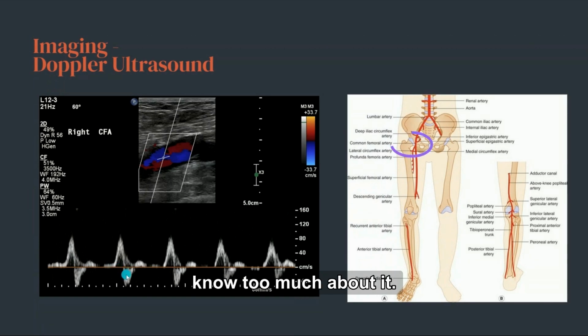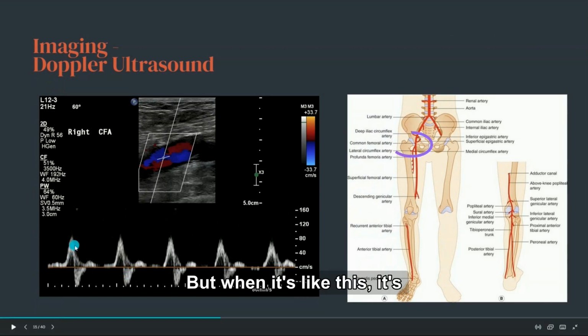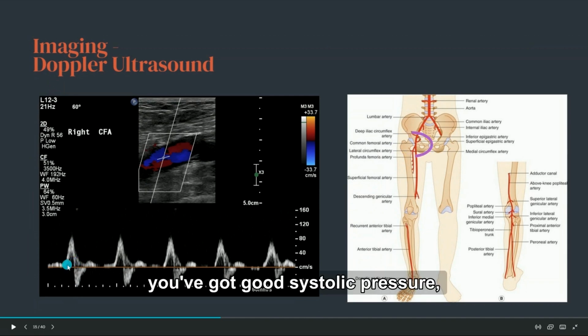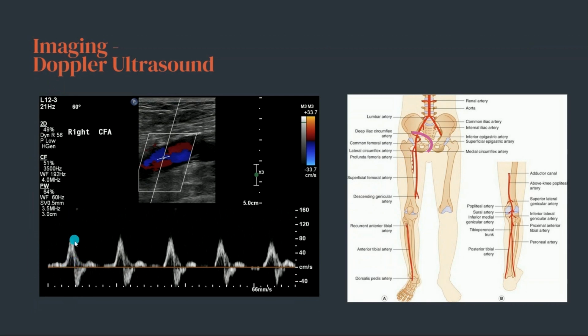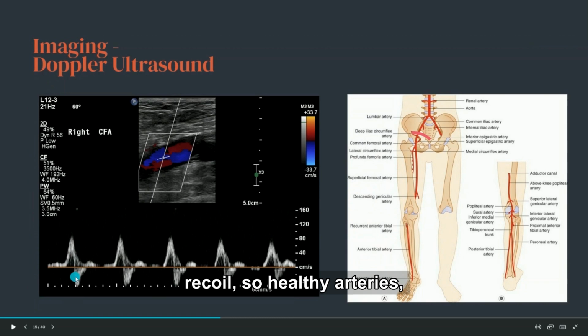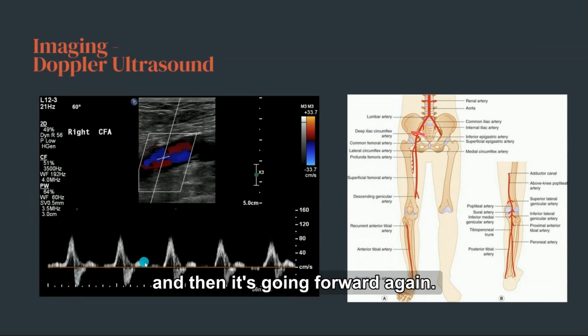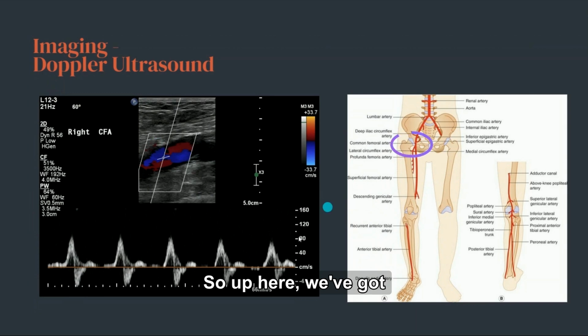You don't really need to know too much about it, but when it's like this, it's triphasic, up, down, up again. That tells you that you've got good systolic pressure, you've got some elastic recoil, so healthy arteries, and then it's going forward again. So that's nice. And this is up at the common femoral artery for this patient. So up here, we've got good triphasic flow.